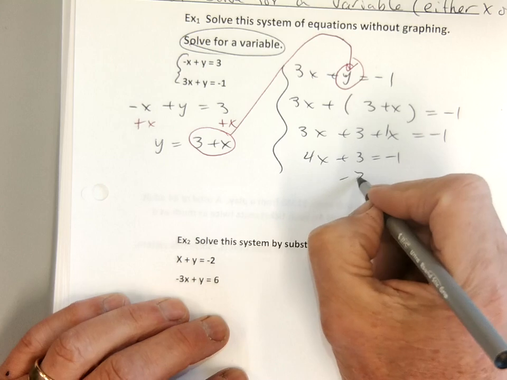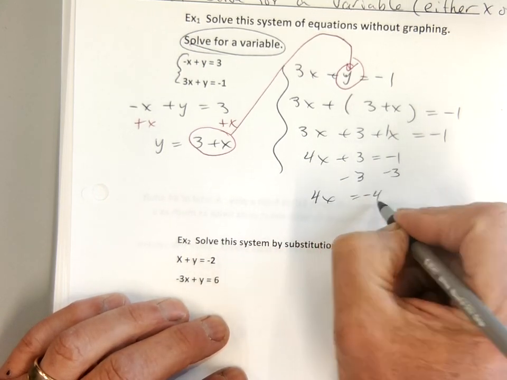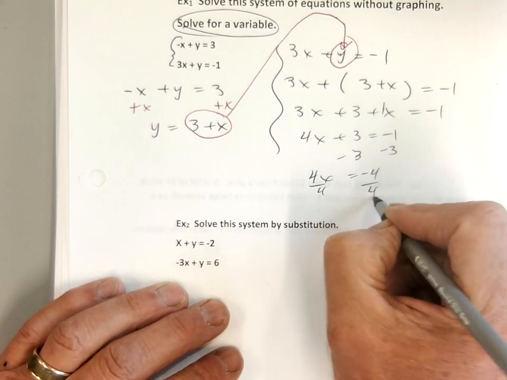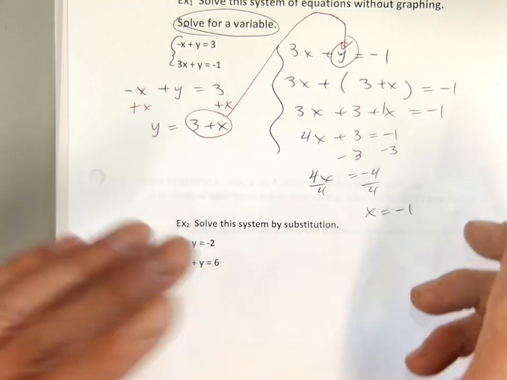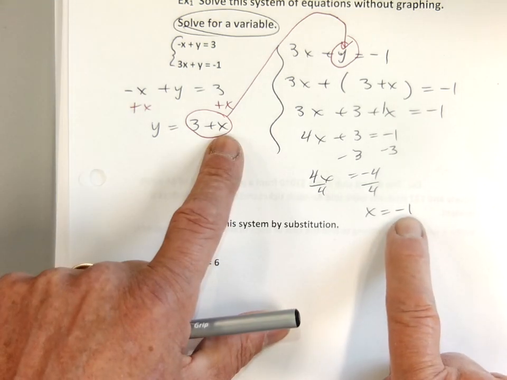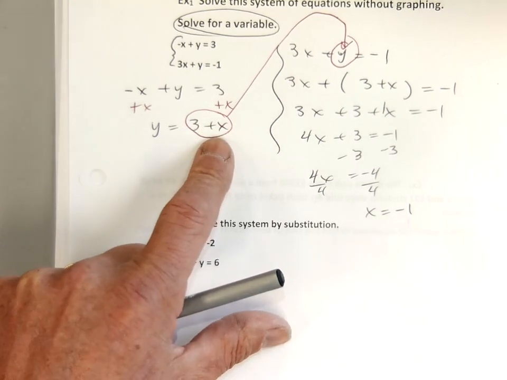Minus 3. Minus 3. I've got 4x equals negative 4. Divide by 4. Divide by 4. x equals negative 1. So I have half my answer. Okay with that? I've got half my answer. To get the other half, we just substitute again. Well, if x is negative 1, let's write negative 1 right here.